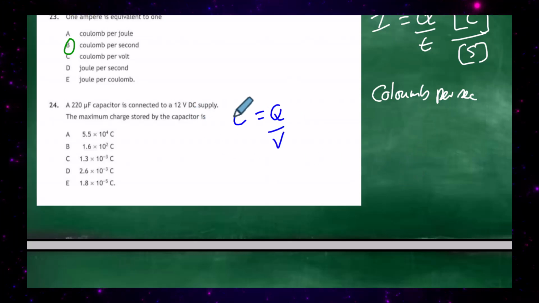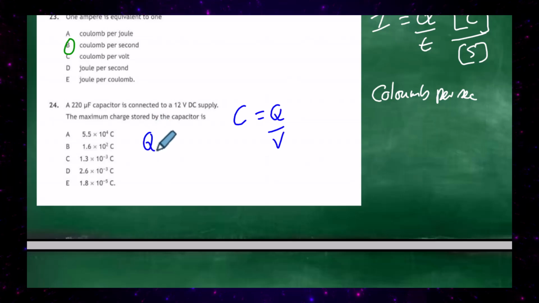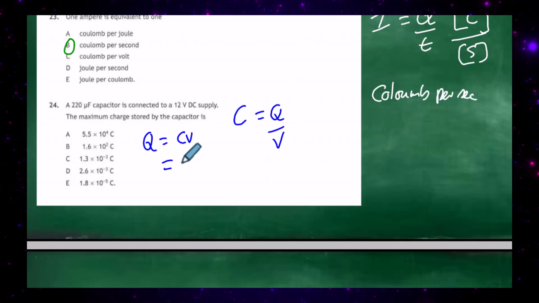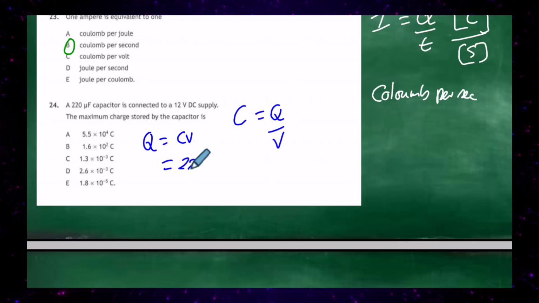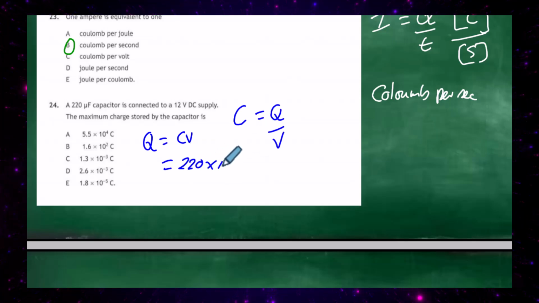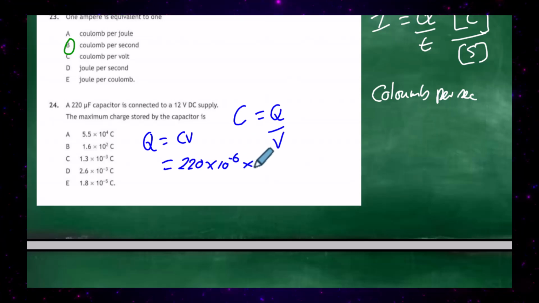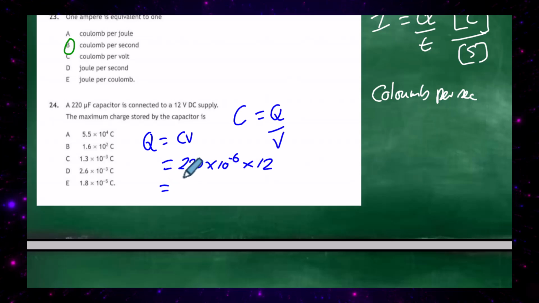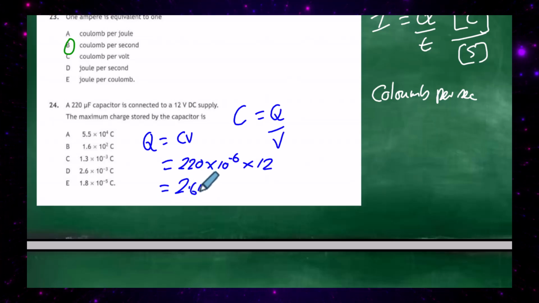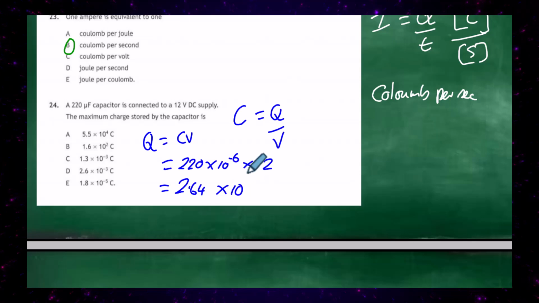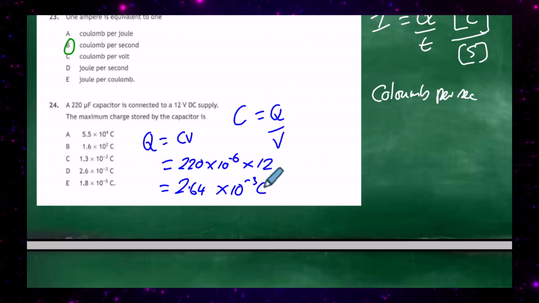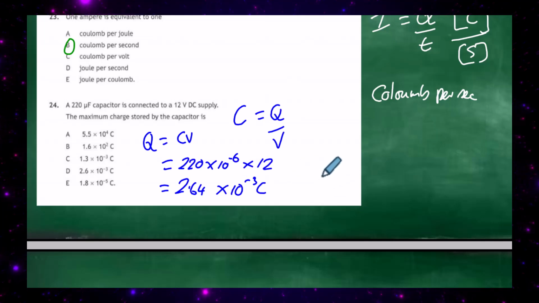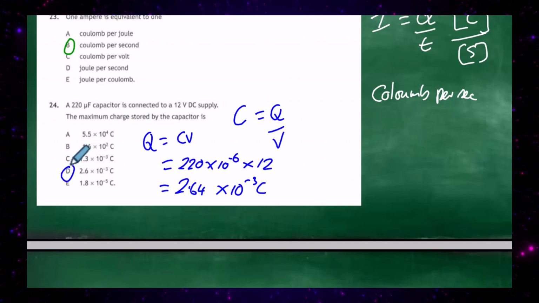We know the voltage, we know the size of the capacitor. A wee bit of rearranging gives us Q equals CV, and therefore we have the value of the capacitor, which is 220 microfarads, 220 times 10 to minus 6, multiplied by the voltage, 12, and we do that in our calculator. We end up with 2.64 times 10 to the minus 3 coulombs of charge. Obviously we have to use our significant figures, so we're going to get an answer of 2.6 times 10 to minus 3 coulombs. That's going to give us answer D.